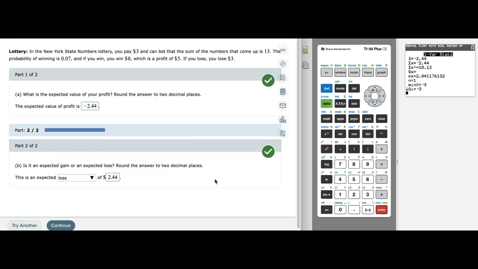So the New York State government or whoever is doing this can expect on average that they are going to be taking from people playing the game a couple of dollars, $2.44 to be precise, on average. And so ultimately this should lead to some funding for New York State government or whatever.